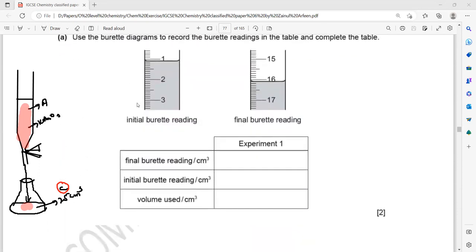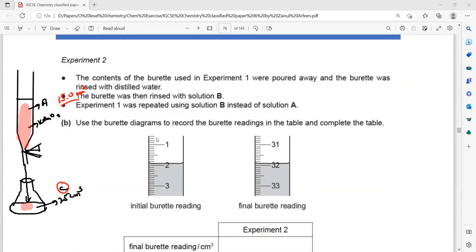The first one used a burette reading, initial and final burette reading. You can use the screen annotation for the initial and final burette readings. So it was 1.1 and 16.1, and when you take the difference, it will be 15.0. So the first volume which we used, we can write it here: we used 15.0 cm cube of A for the reaction.